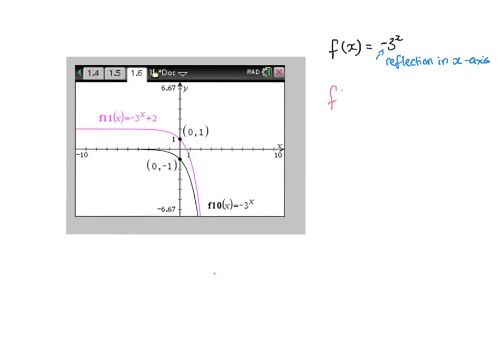But if I look at what happens if I then have a little bit of movement as well. This plus 2 moves the asymptote up 2. So you can see it's asymptoting along y equals 2. So it's just moved it up. Okay.